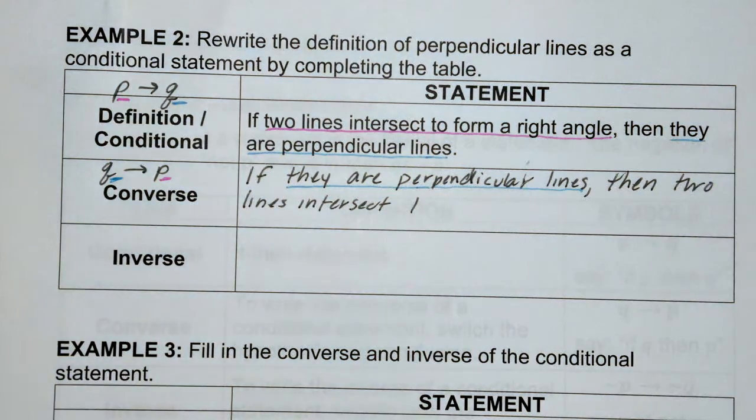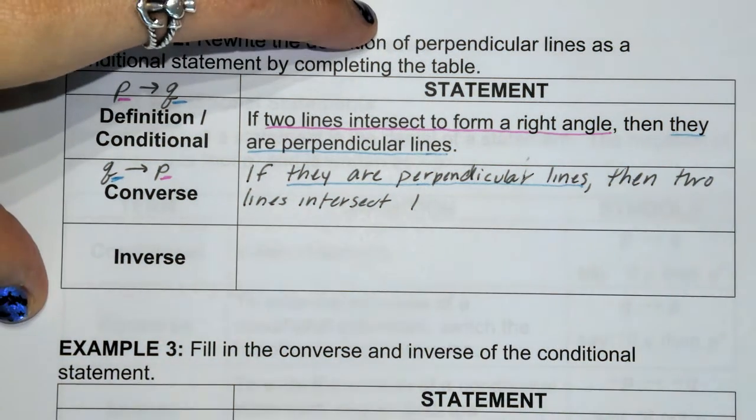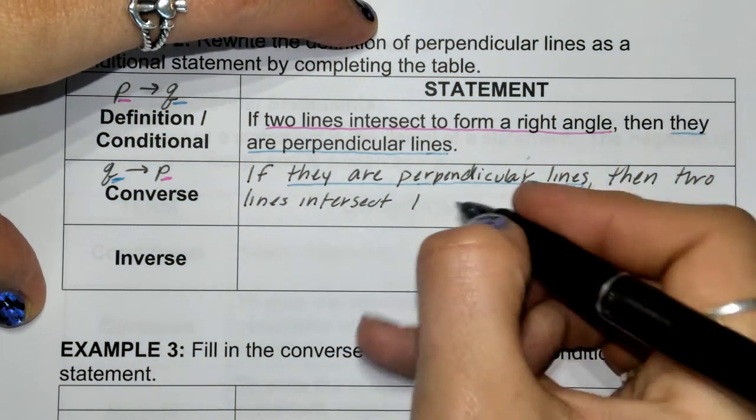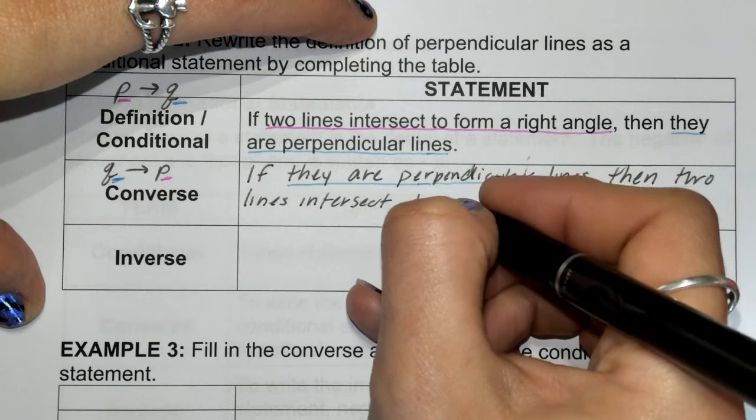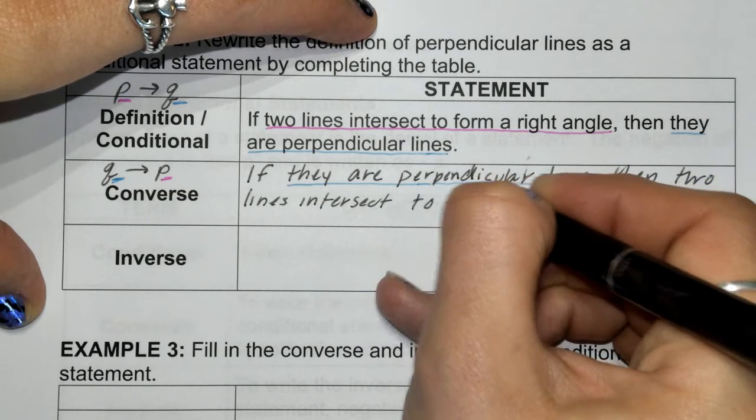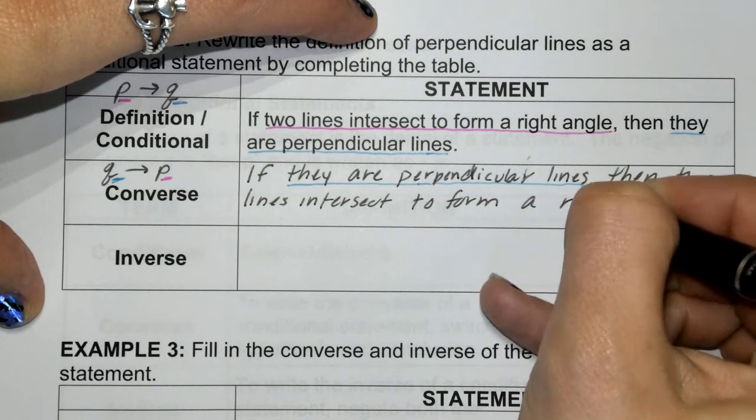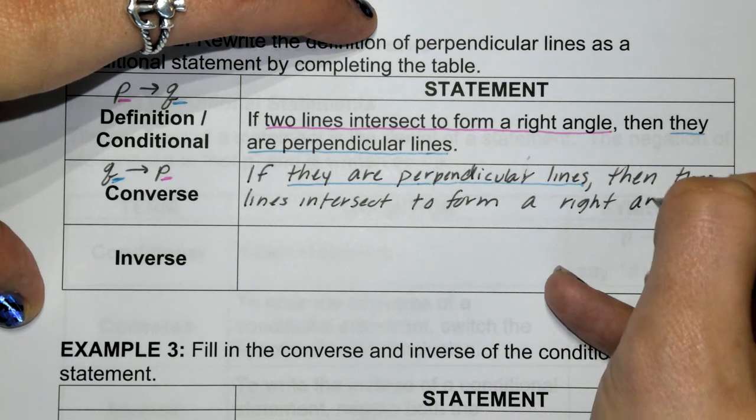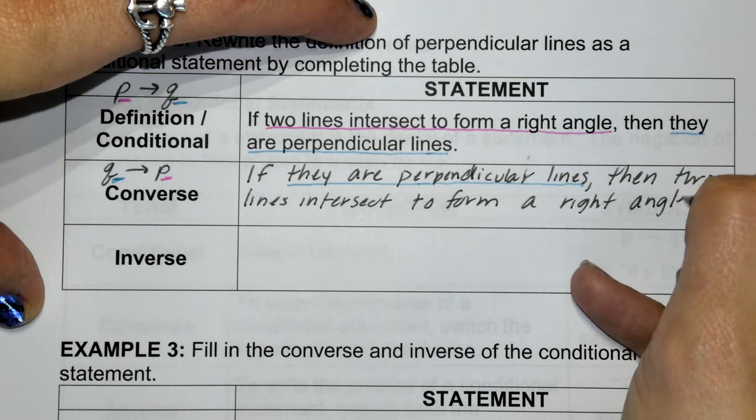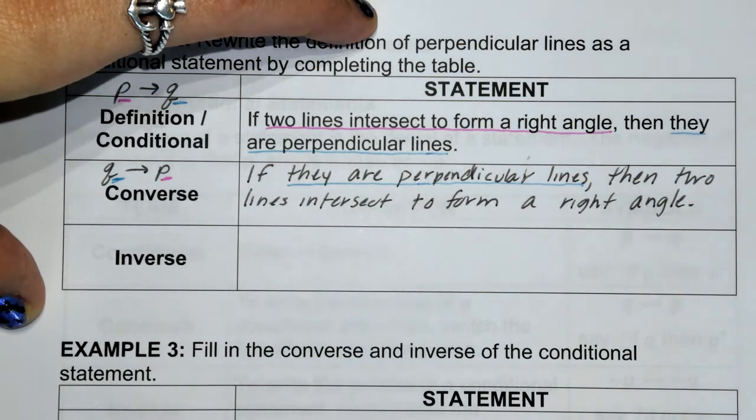Sorry guys, somebody came into my door. So to reiterate where I was, then two lines intersect to form a right angle. Hopefully I did that correct. A little distraction. Somebody needs help.